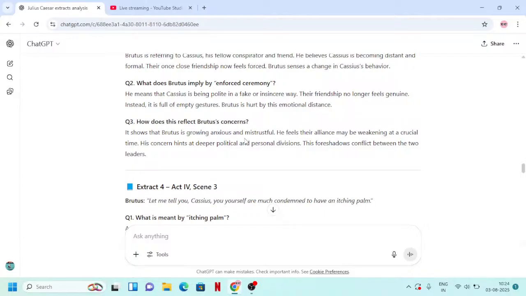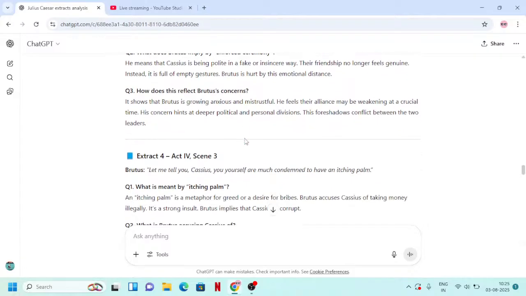This foreshadows conflict between the two leaders. Foreshadows means that in future something is going to happen that will create problems in their life and in their friendship. Act 4.